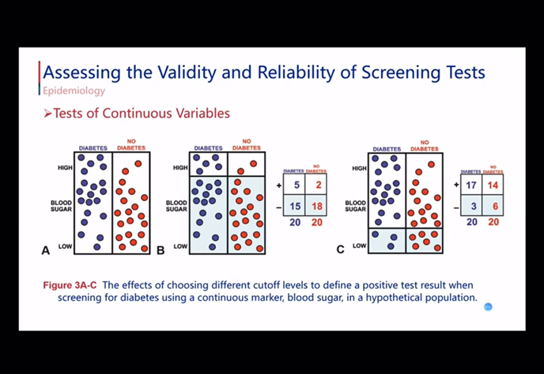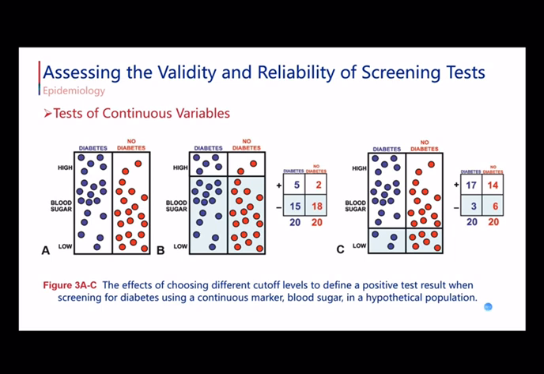The diabetics are represented by blue circles and the non-diabetics by red circles. We see that although blood sugar levels tend to be higher in diabetics than in non-diabetics, no level clearly separates the two groups. There is some overlap of diabetics and non-diabetics at every blood sugar level.